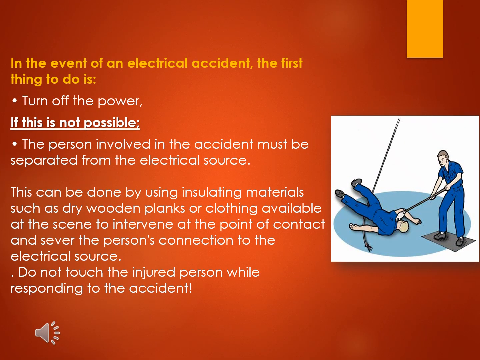In the event of an electrical accident, the first thing to do is turn off the power. If this is not possible, the person involved in the accident must be separated from the electrical source. This can be done by using insulating materials such as dry wooden planks or clothing available at the scene to intervene at the point of contact and sever the person's connection to the electrical source. Do not touch the injured person while responding to the accident.